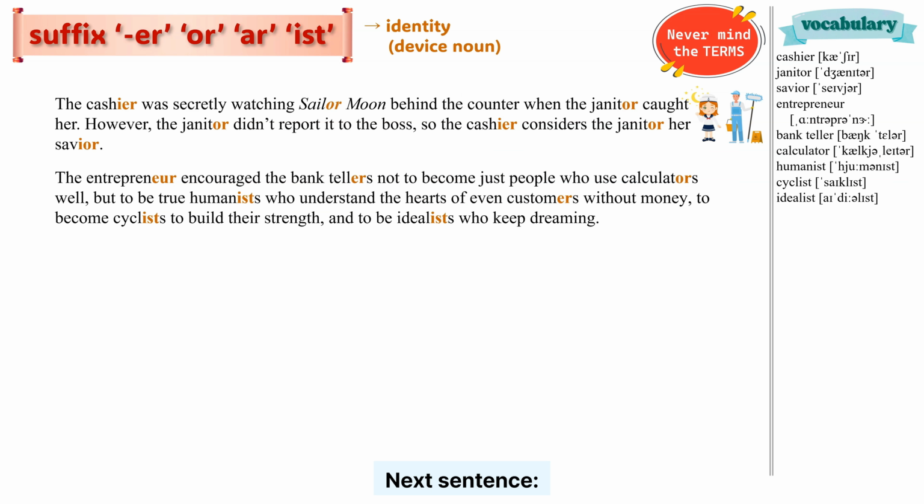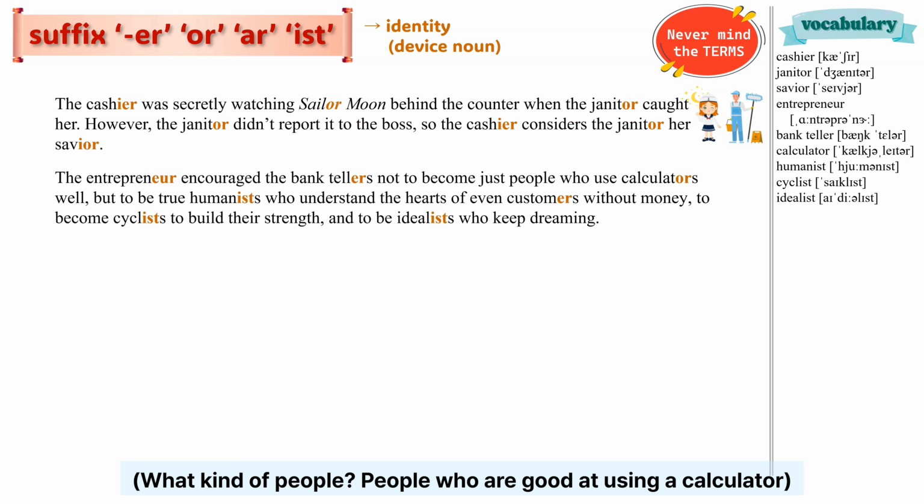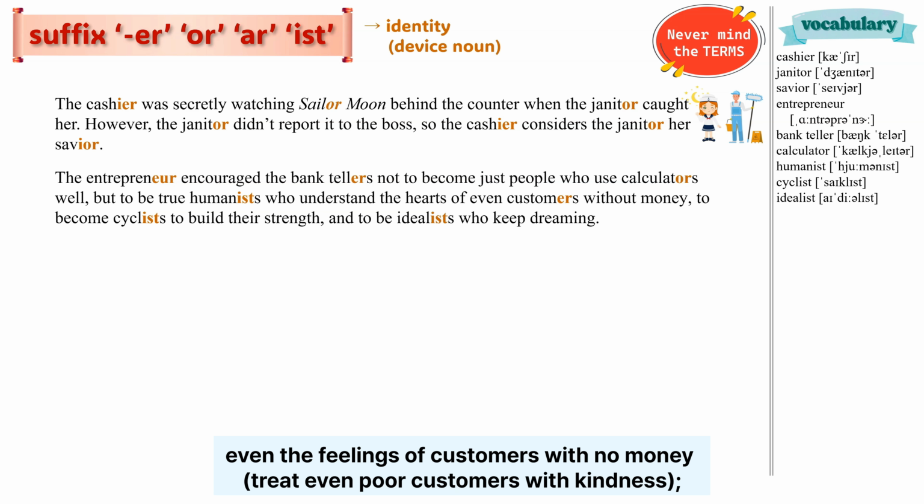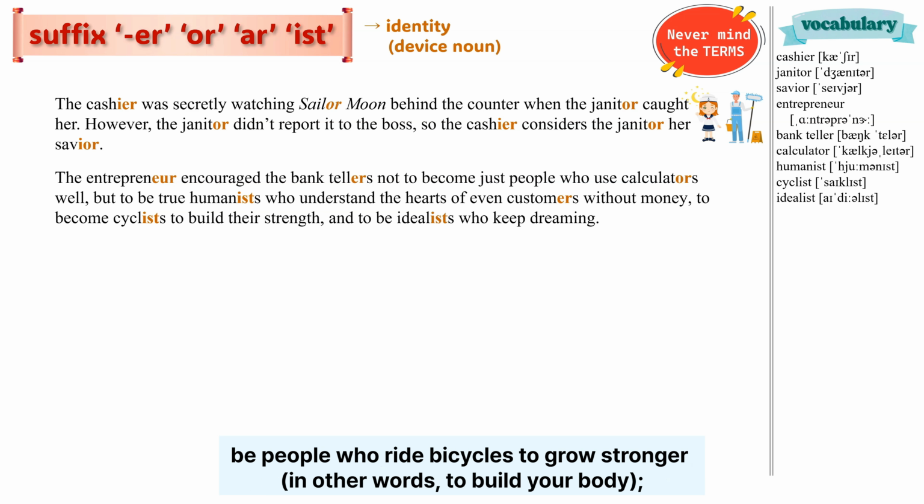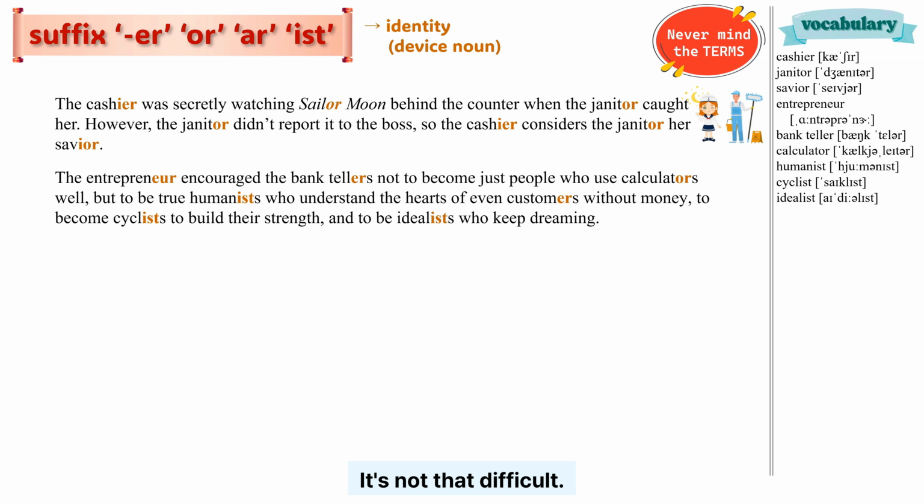Next sentence. The business starter told the bank workers, "Don't be only simple people." What kind of people? People who are good at using a calculator, but be true humanists. People who understand feelings, even the feelings of customers with no money. Treat even poor customers with kindness. Be people who ride bicycles to grow stronger, in other words, to build your body. And be dreamers, people who dream about a better world. You see, it's not that difficult.